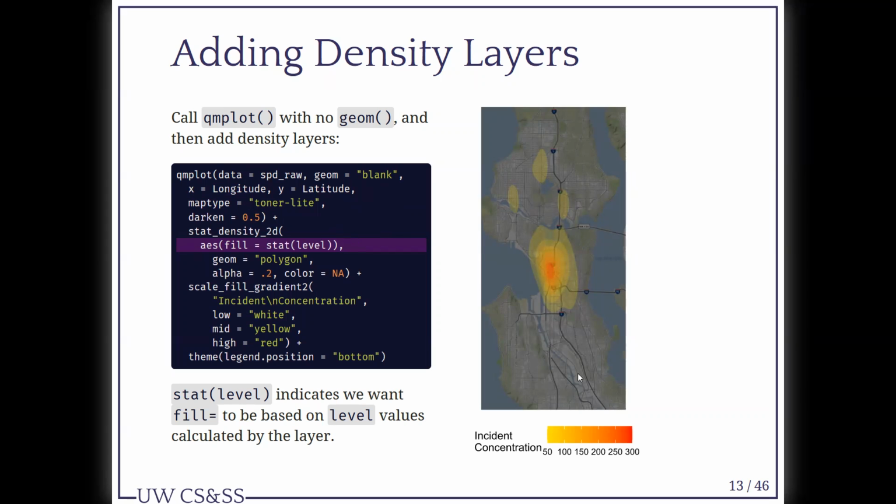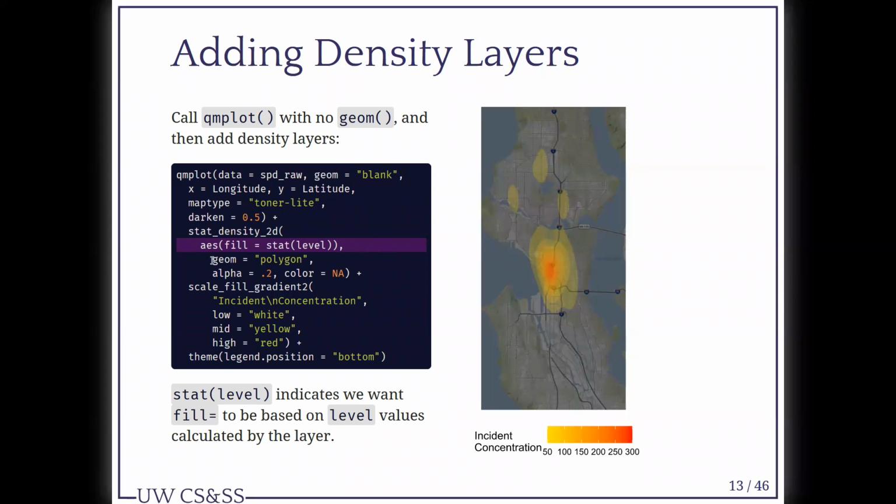So that's what this background is. And then we're going to darken it a little bit in order to really make our density plot pop. And then we're going to use the stat density 2D, which I believe comes from the ggplot2 layers. And then we can specify things like the aesthetics. So we can say aesthetics fill equals the level. Note here that stat level indicates that we want fill to be based on level values calculated by the layer.